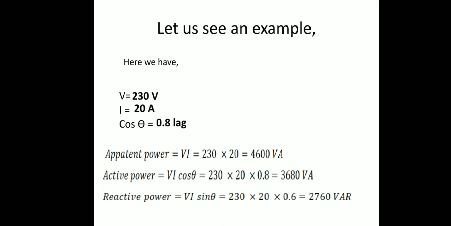Same for reactive power. We have to multiply the apparent power by sin theta instead of cos theta. Then we get 230 into 20 into 0.6, by converting the trigonometric function of cos theta into sin theta, or by finding angle theta using inverse cos, we can get 0.6. And the main point is here, reactive power used by the system is 2760 VAR.